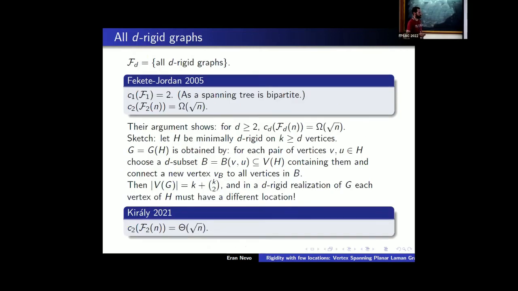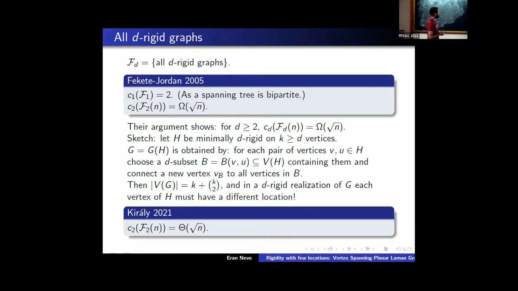So for a start, let's consider the family of all D-rigid graphs. So again, for D equals 1, these are just the connected graphs. So Fekete and Jordan showed that C_1 of F_1 is 2. That's the argument I showed you before with this peacock graph. So the graph is connected. It's one region. When it's connected, you take a spanning tree. It's bipartite. You do the same thing.